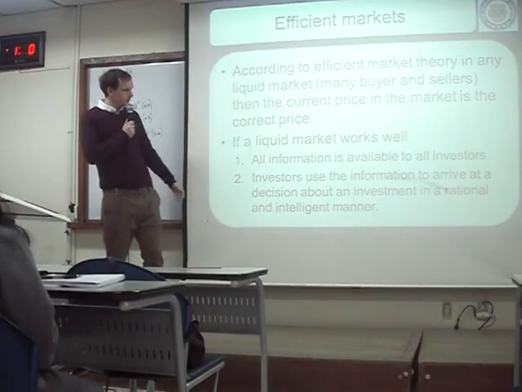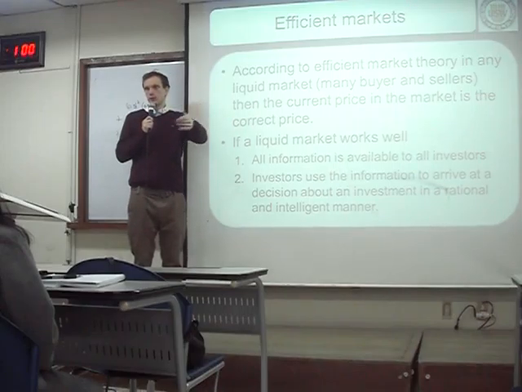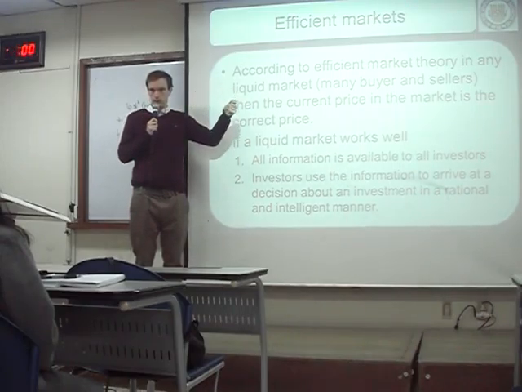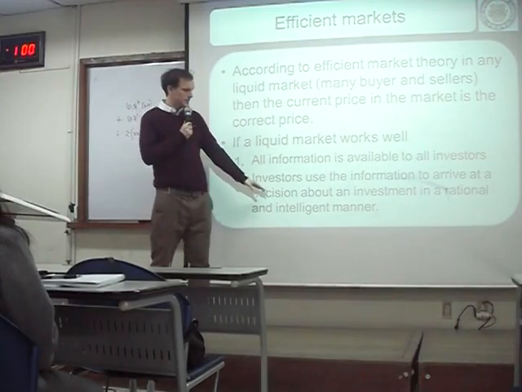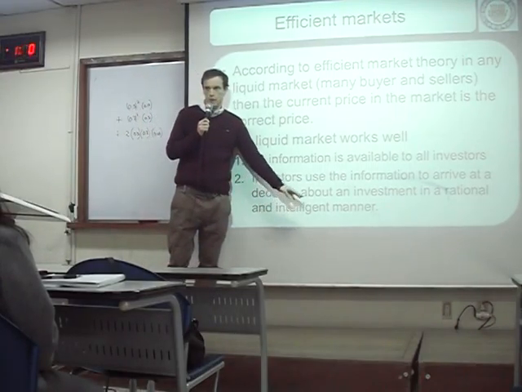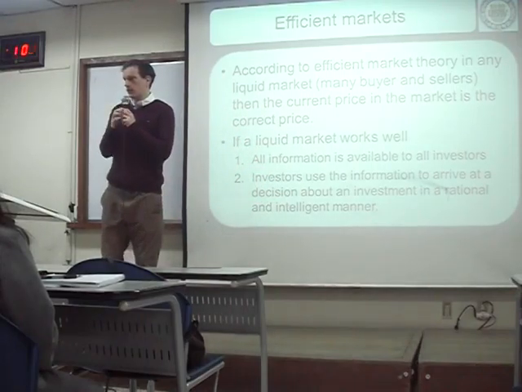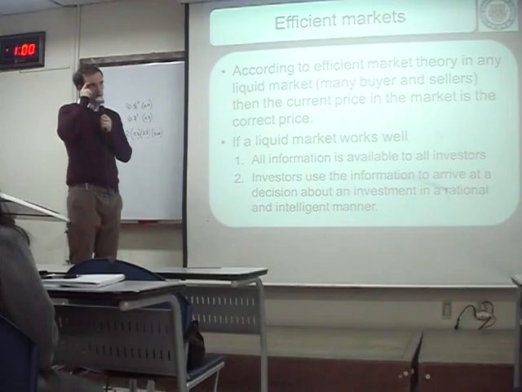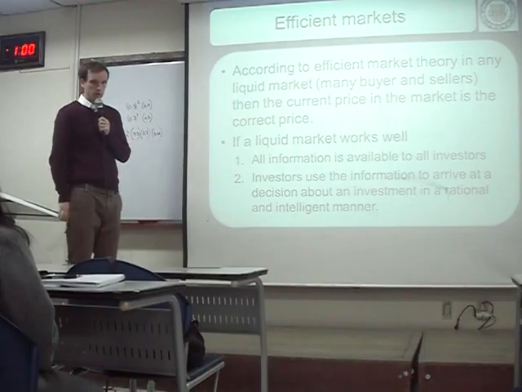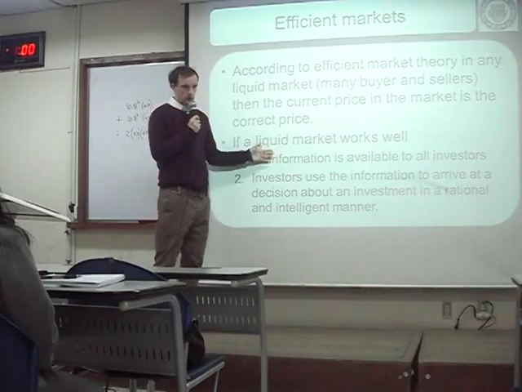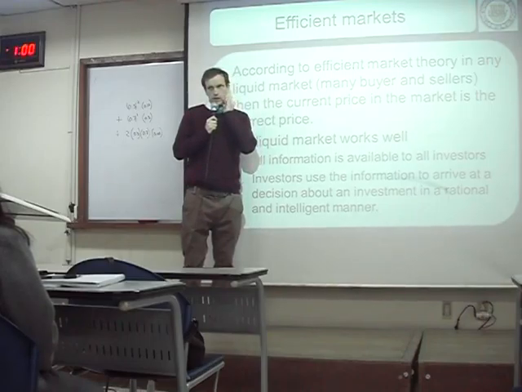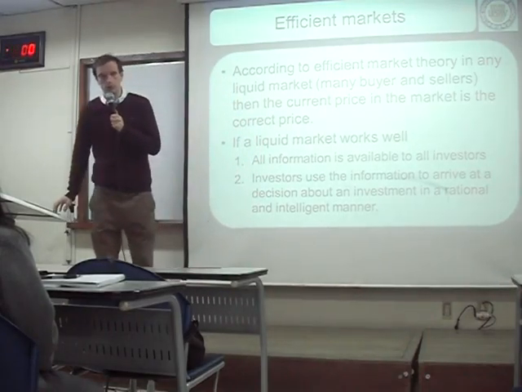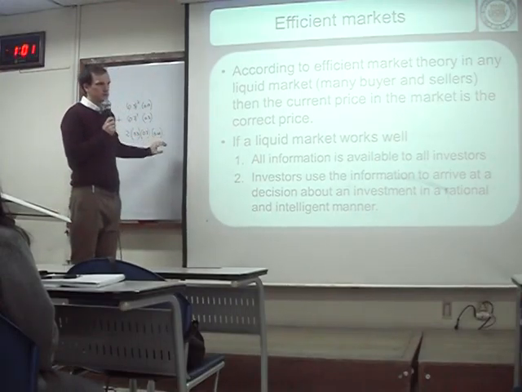So they have that information. Everybody can see on the news that the US government is going to raise the interest rate, okay? So then the price should be the correct price. The investors use this information to arrive at a decision about an investment in a rational and intelligent manner. So I see the US government raising the interest rate. I think, oh, that means the US dollar will get stronger. So I'm intelligent and rational, I buy the US dollar and sell the Korean won, okay? So the news comes out. The information is available to everybody. People react to the news in an intelligent and rational manner. So it means that it's very hard to beat the market according to the efficient market theory, because the efficient market says the current price is the correct price.